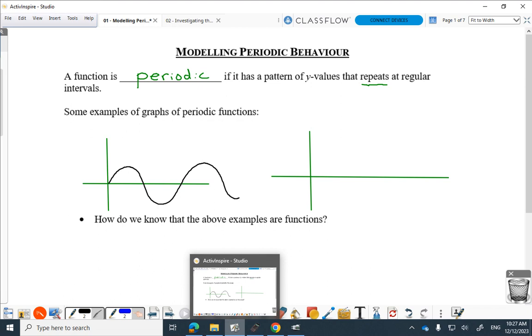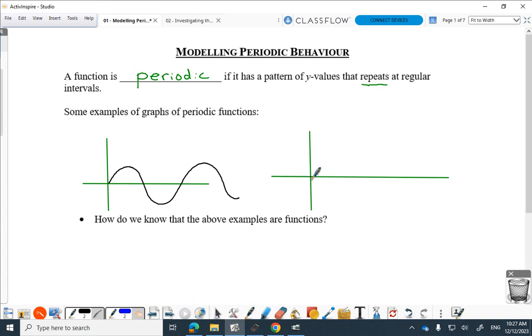I could do something more basic. I could do something that goes, okay, how about like this? Just repeats over and over again. That's all, just very basic introduction to what periodic means. Repeats, basically. How do we know the above examples are functions? Well, they pass the vertical line test.